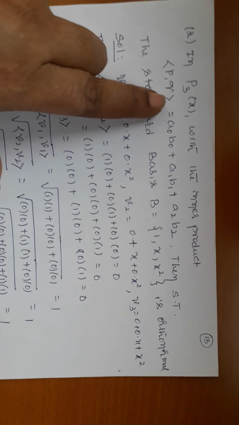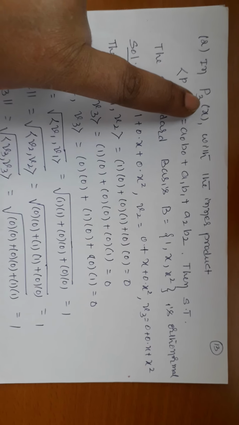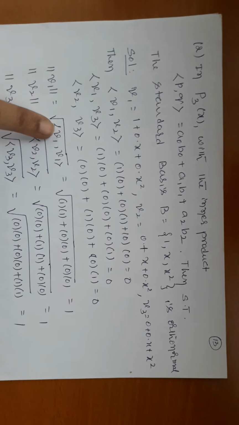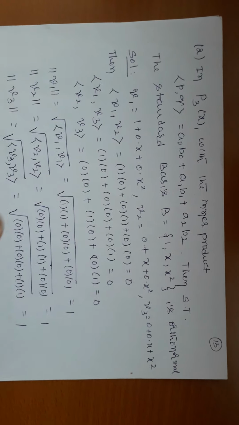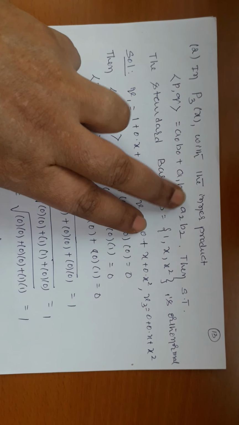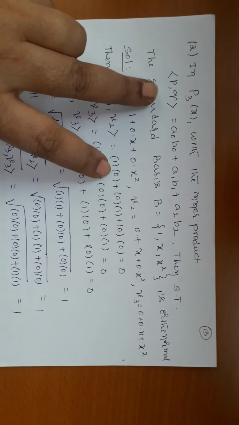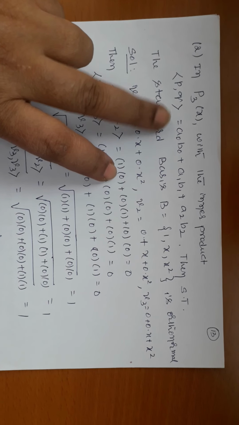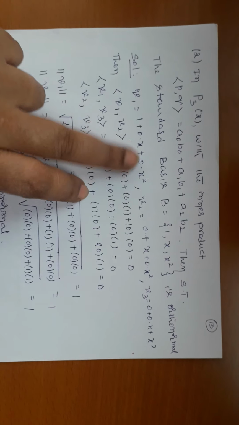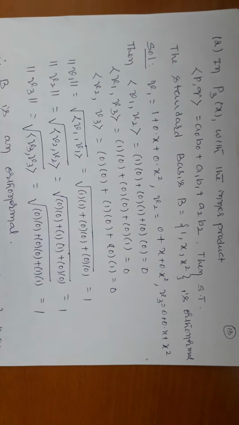Next, in P3 of x with the inner product, this is a polynomial having 3 terms, a polynomial up to degree 2. The constant term is also in P3 of x, up to linear also in P3 of x. The maximum degree of x we expect in P3 is 2. With the inner product space, the inner product of p comma q is nothing but a0 b0 plus a1 b1 plus a2 b2. Then show that the standard basis B equals 1, x, x square is orthonormal.